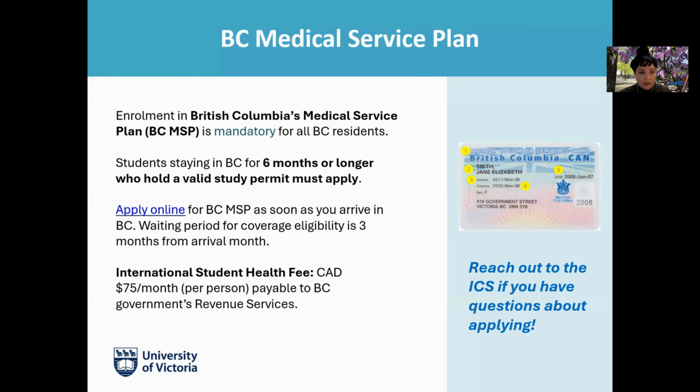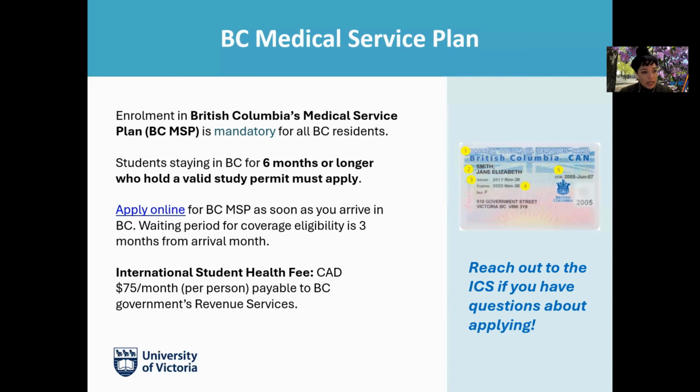You must have the local primary health insurance, specifically for any students that are going to be in BC for 6 months or longer with a valid study permit. If you are a student who is not going to be residing in BC for a minimum of 6 months, you are not eligible to apply for MSP.